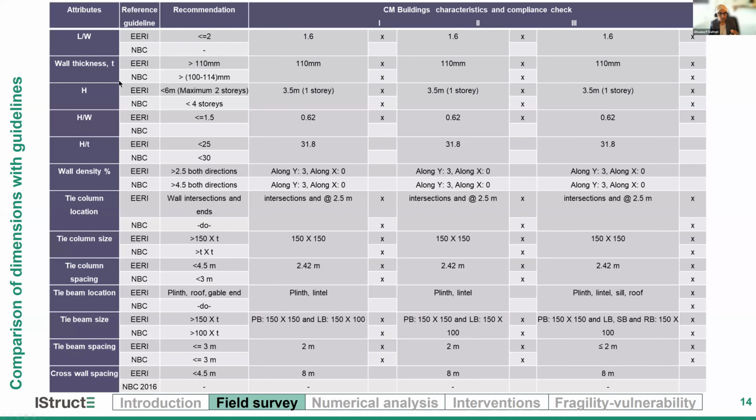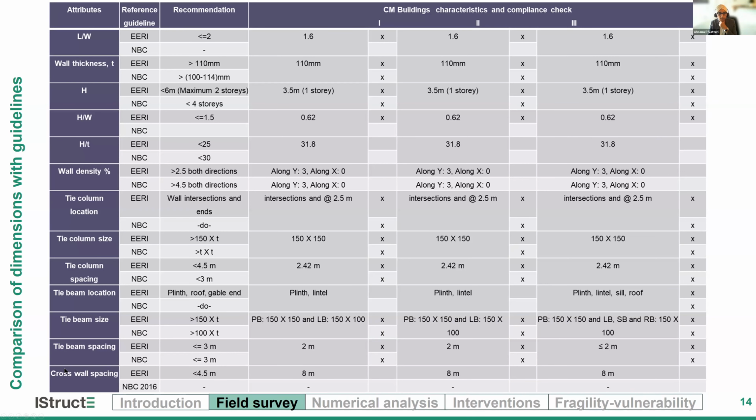However, if we have a close look at the recommendations from international guidelines such as the EERI guideline of 2011 or the National Building Code of India of 2016, which has an annex dedicated to confined masonry, we can have a more quantitative assessment of how much compliance is seen in these buildings against these standards. So we see that most of the dimensional requirements are met by these buildings, although we have a significant lack in wall density.